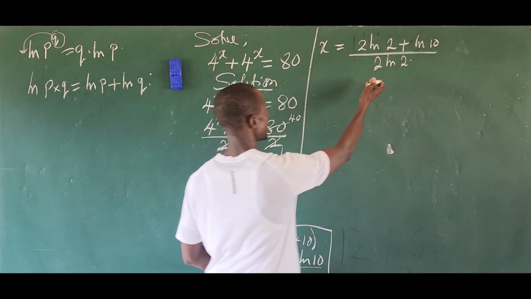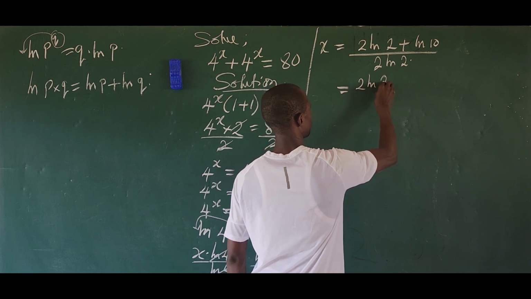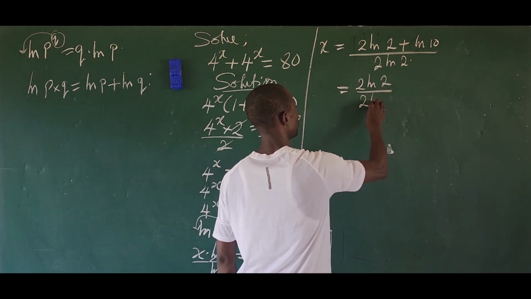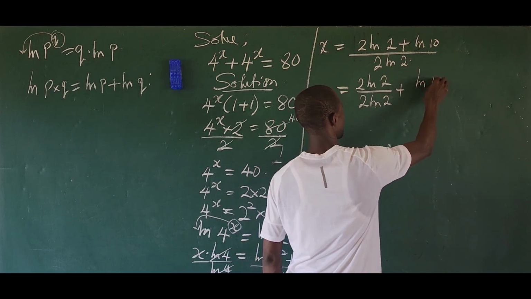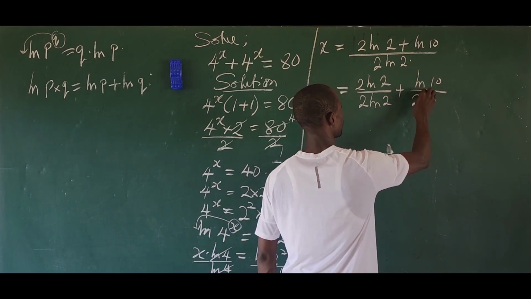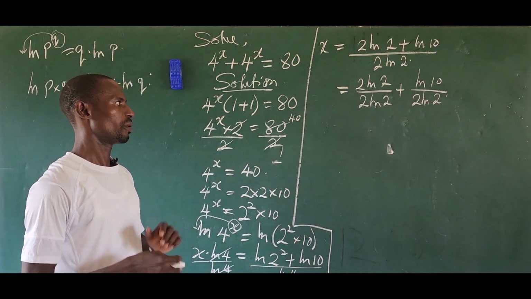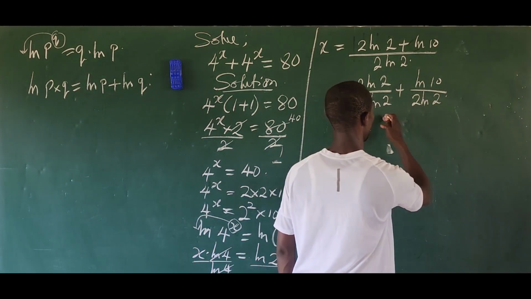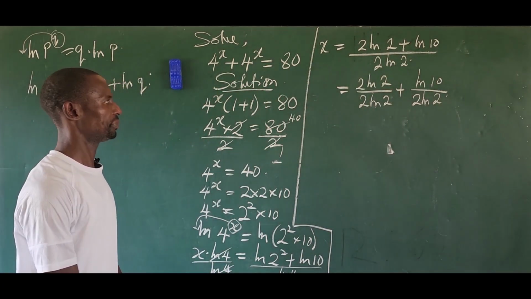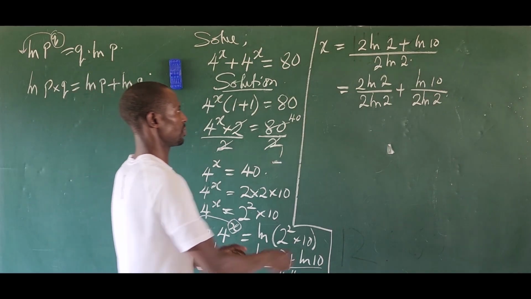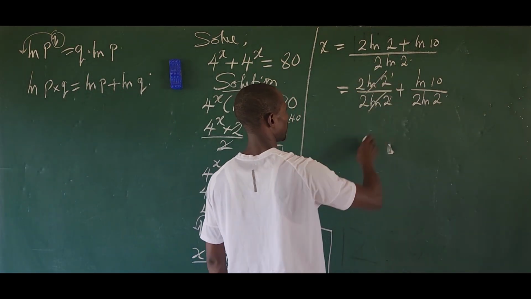Okay, now we can rewrite this again. If we rewrite this, it is going to give us 2 ln of 2 all over 2 ln of 2 plus ln of 10 all over 2 ln of 2. This has not changed, right? Good, because they have a common denominator and we can sum up the numerators and that will give us that back, right? Okay, what we do next here is this. You discover the numerator is the same as the denominator. So we're going to have 1, 1 here, right?